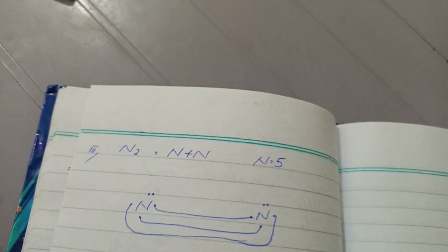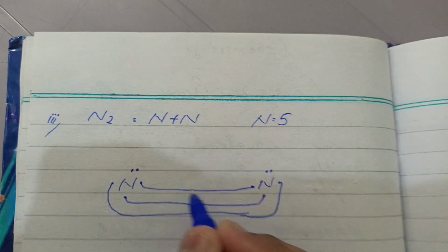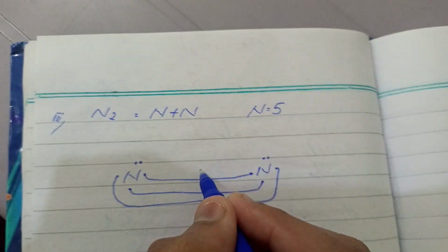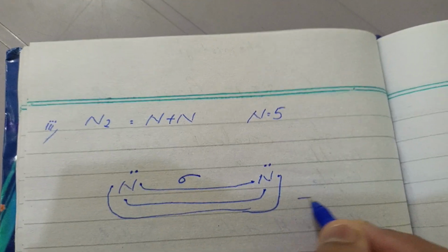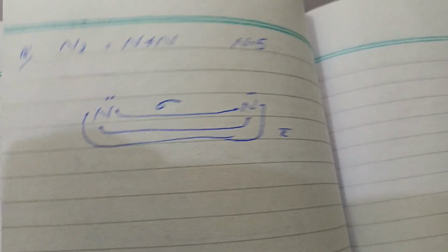So this is how we did the single covalent bond, double covalent bond, and triple covalent bond. In the next video we'll discuss what these are called. For example, this is called the sigma bond, and these both are called the pi bond. We'll discuss that in the next videos.